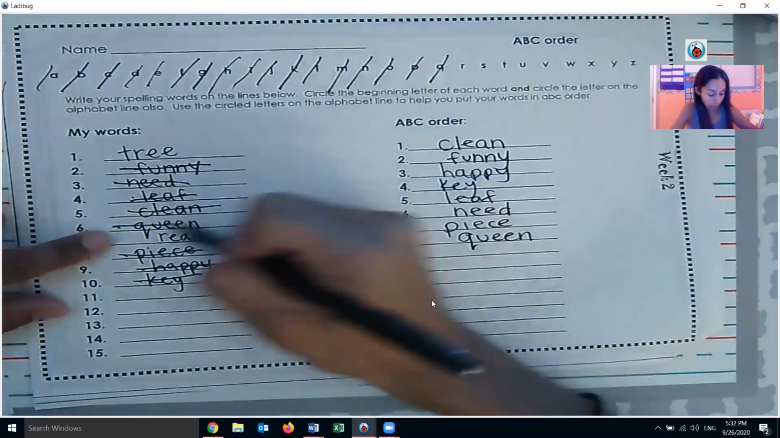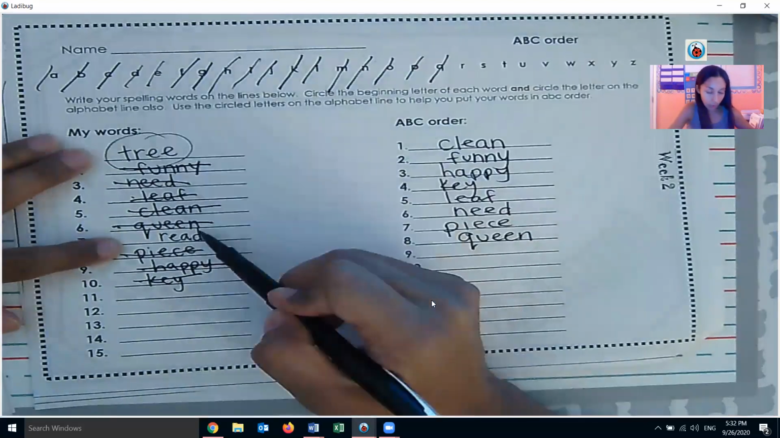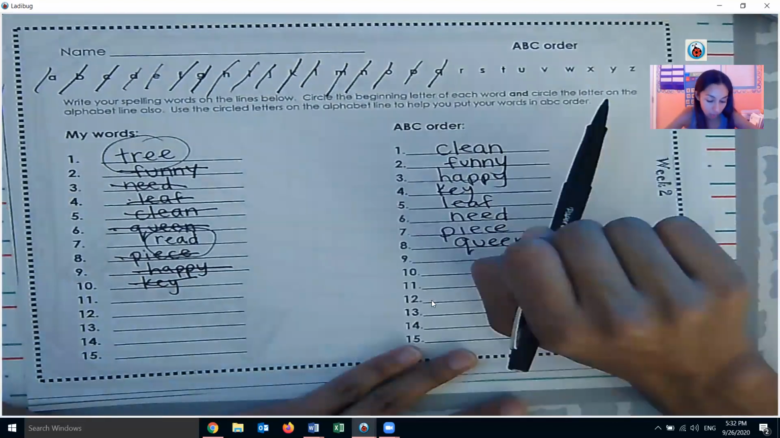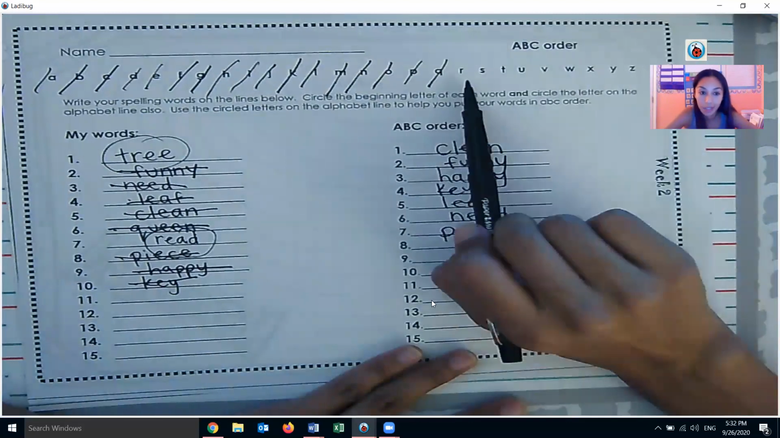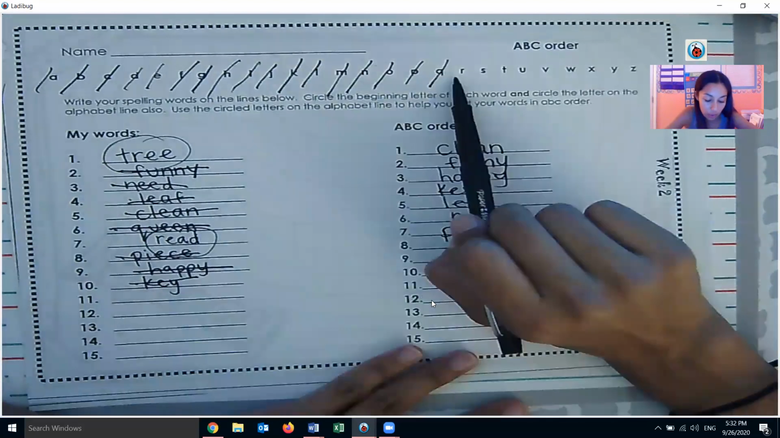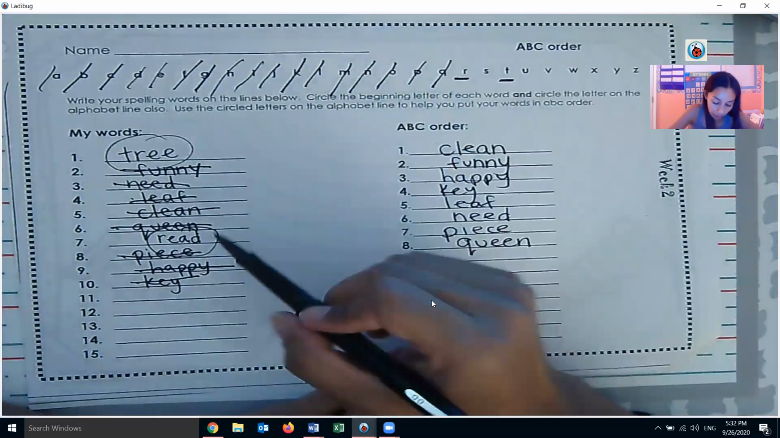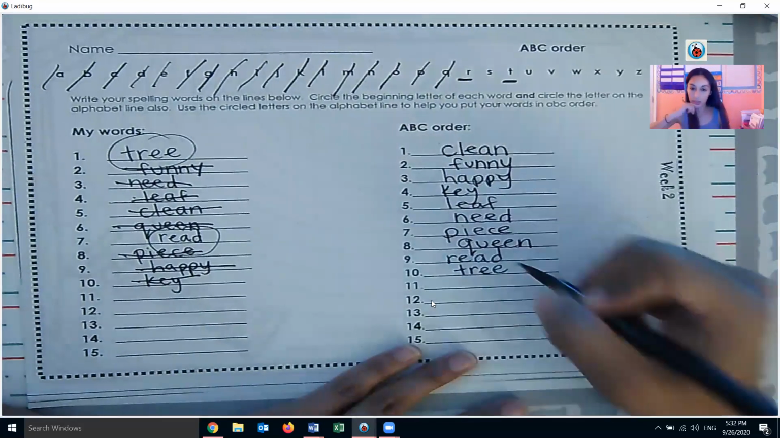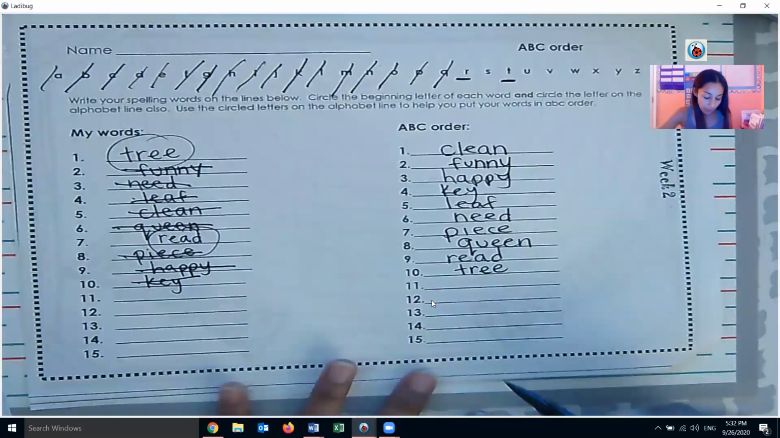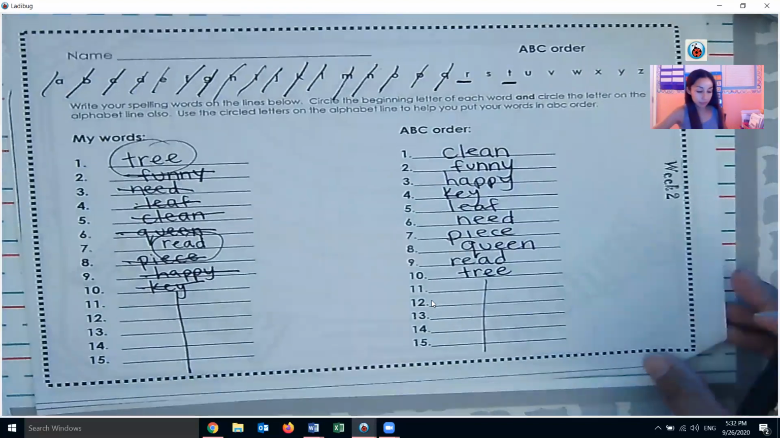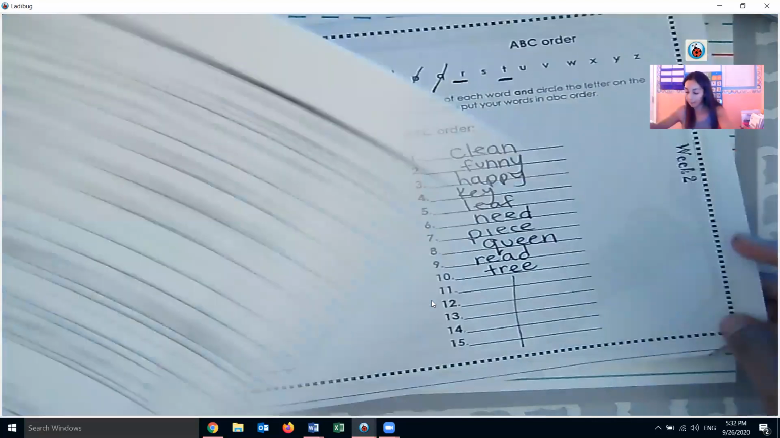And now we only have two words left. We have tree and read. So instead of going through the whole rest of the alphabet, which really there isn't too much, I can just kind of look, and it's already my next letter R. I'm going to see if T or R is first, and I can see that R is first and then T. So I'm going to write read, and then tree. So that's our alphabetical order. And you can ignore 11 through 15. There's a few extra pieces we don't need there. Okay, so that's our ABC order for Monday's activity.